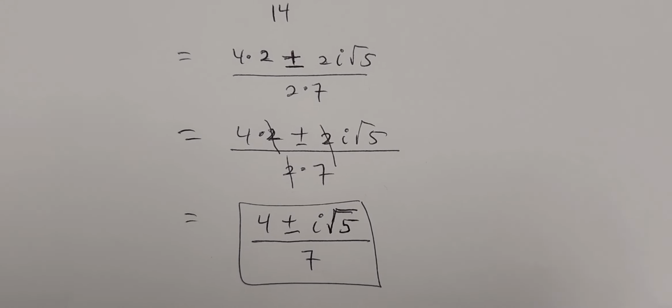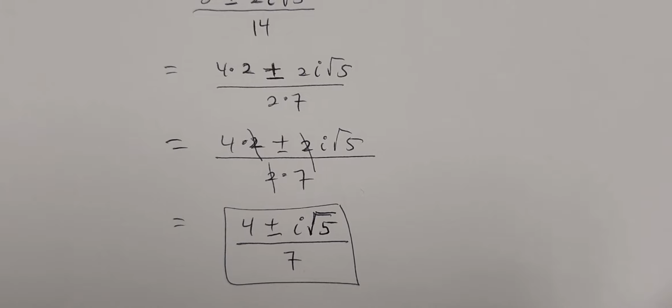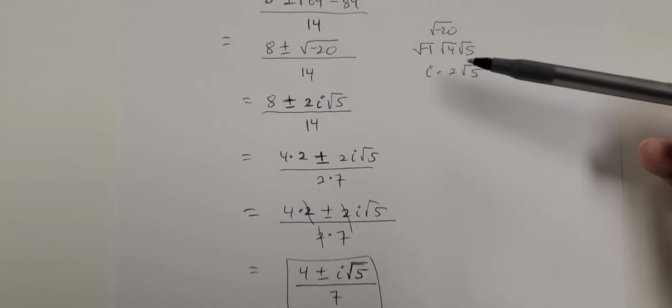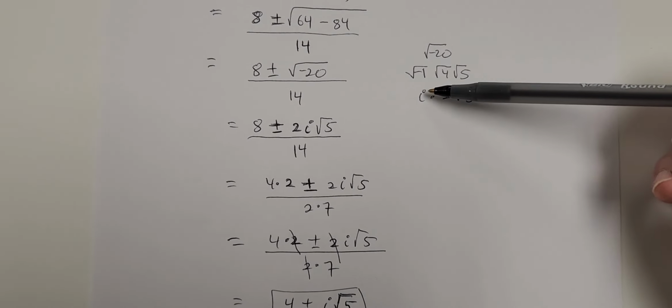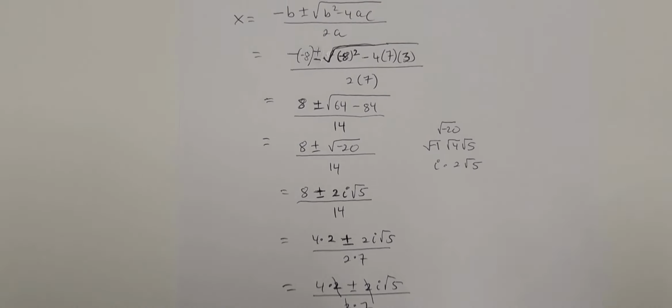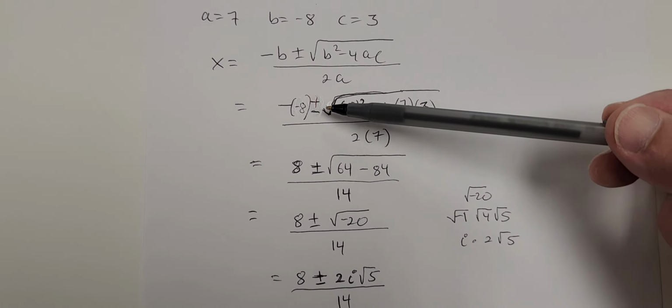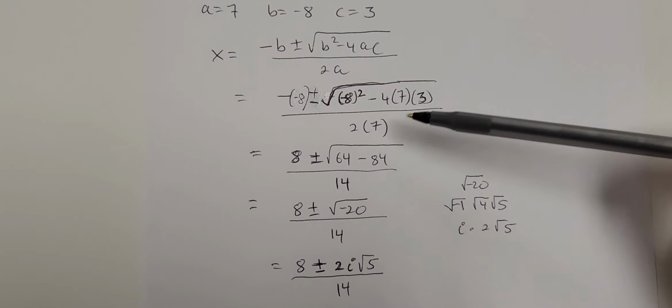Be very careful when we cancel things out. Also be very careful of this square root negative 1, which is the i. And also be very careful when we plug in the values for each letter.